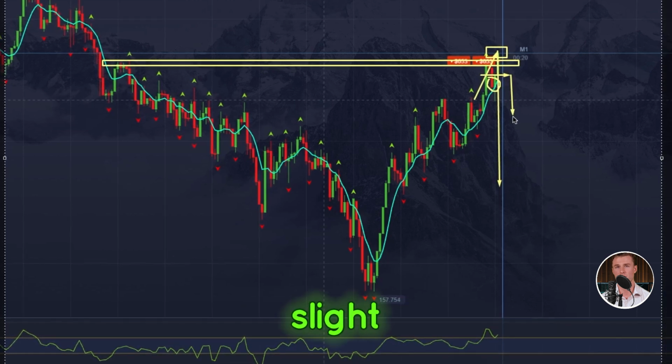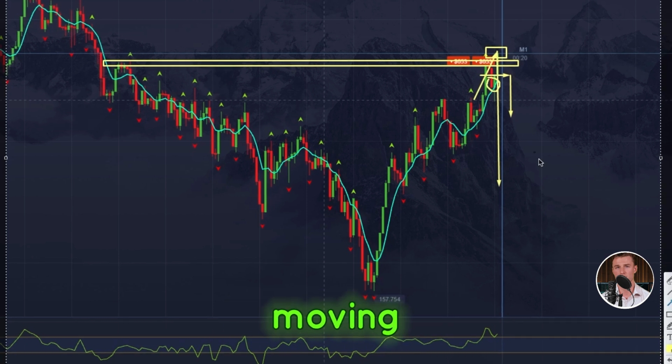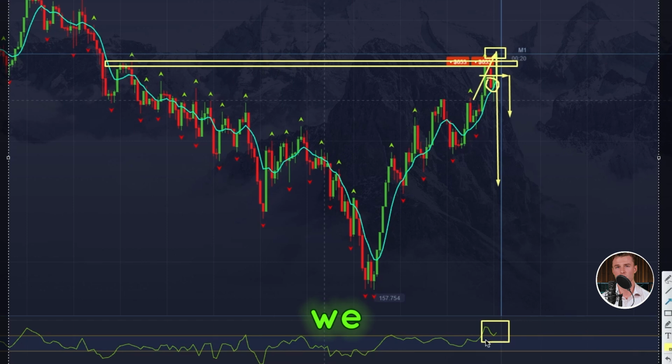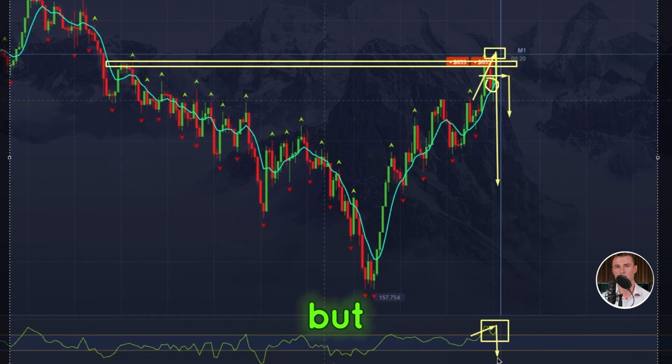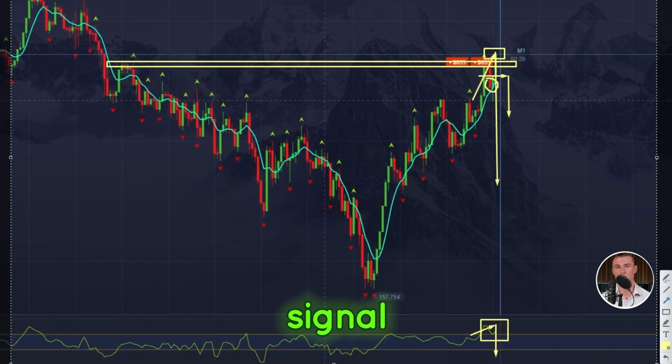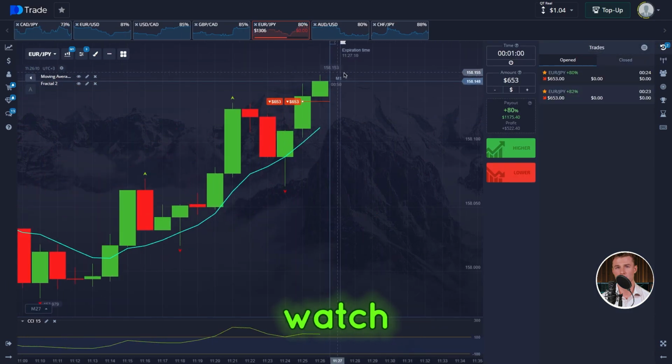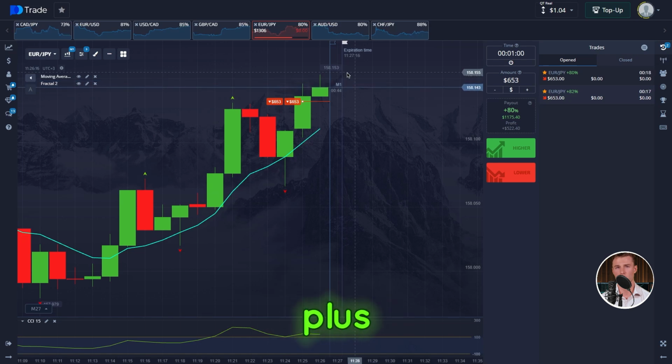Here we saw a slight intersection of the moving average from top to bottom. Then the dynamics went up again. We can also see this from our oscillator. But this highlights our downward signal, and I think there should be a price pullback. Let's watch the result. At the end of the deal, I think this will happen, and our deals will close in a plus.